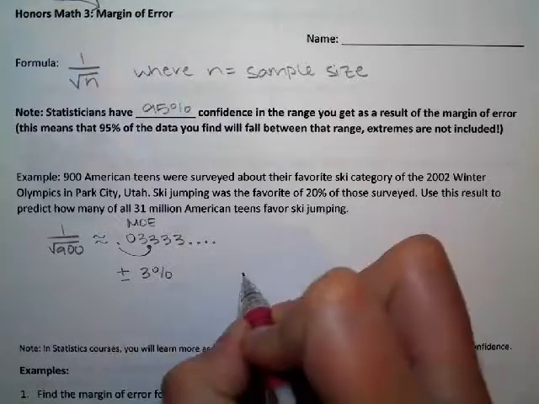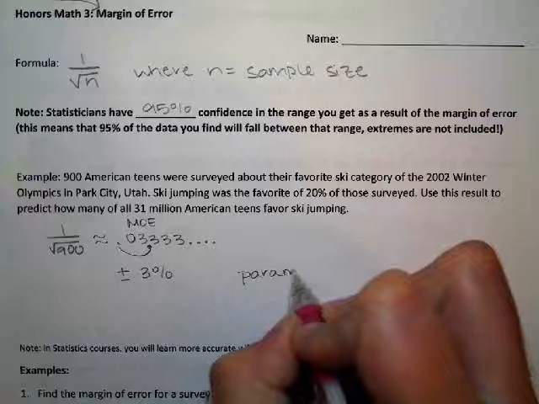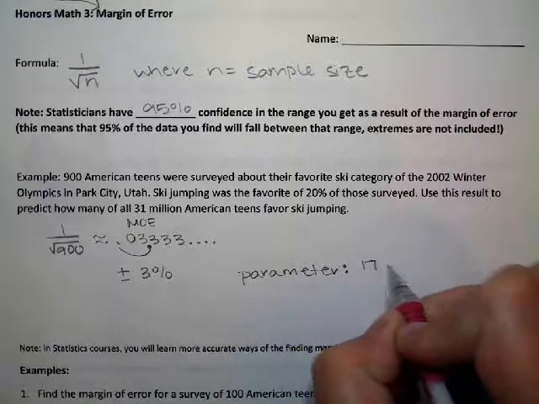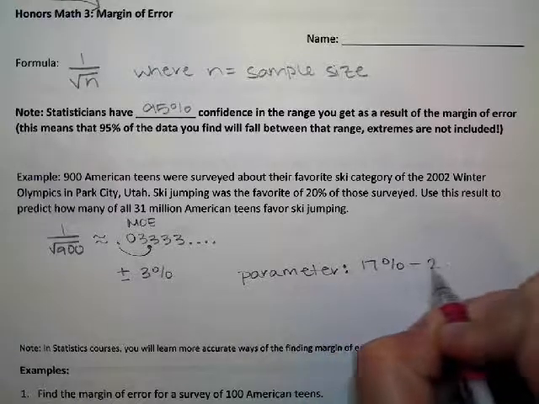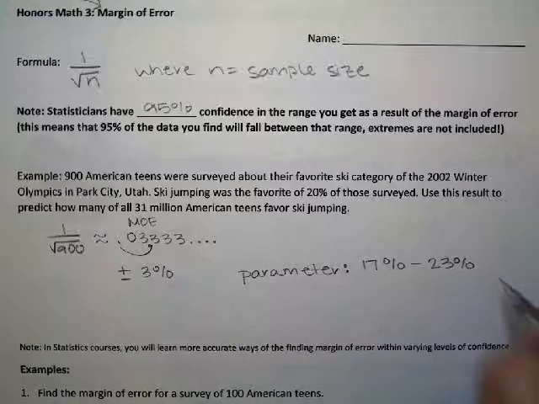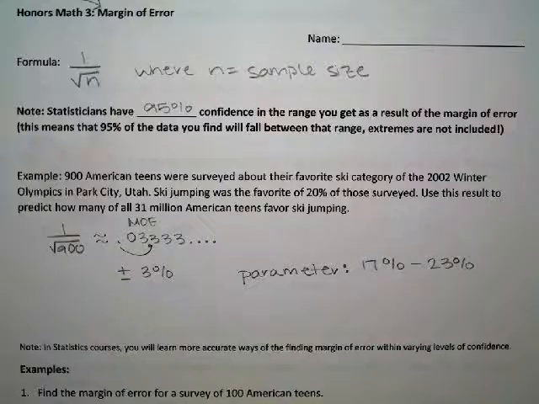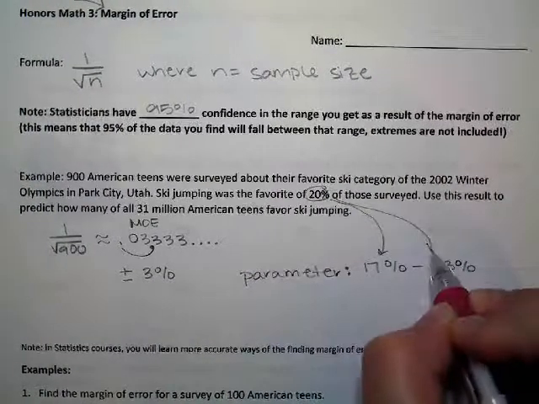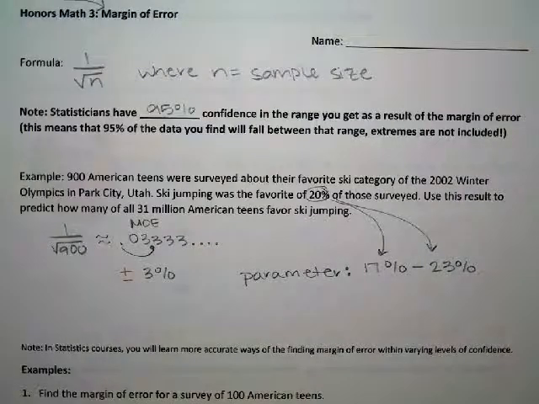So the parameter that we expect to have for the population is that 17% to 23% of the 31 million Americans favor ski jumping. Okay, so 20% were surveyed, and 20% plus or minus 3% would give you a 17 to 23% range. That was their favorite activity.